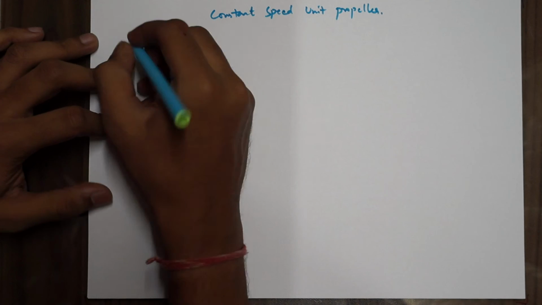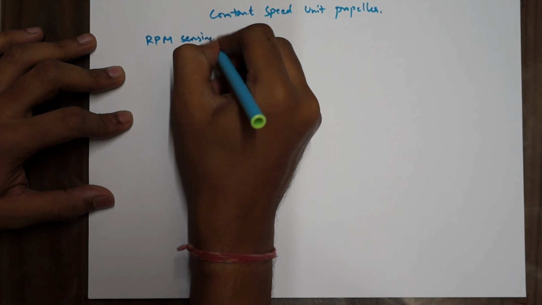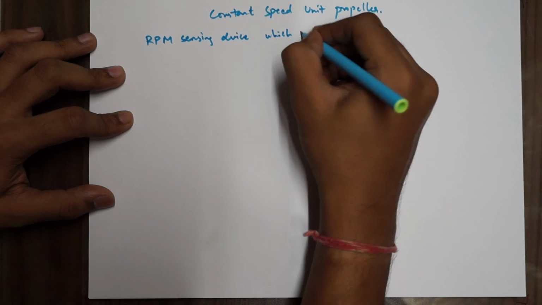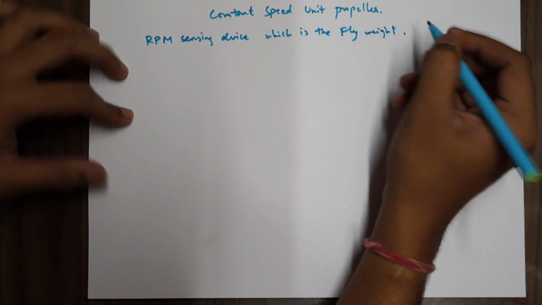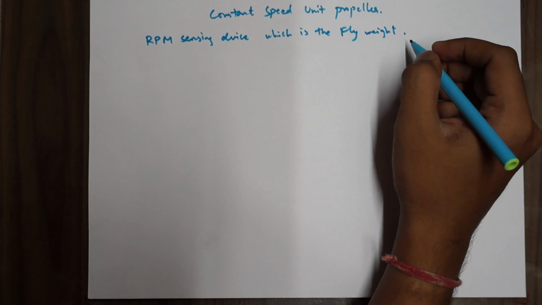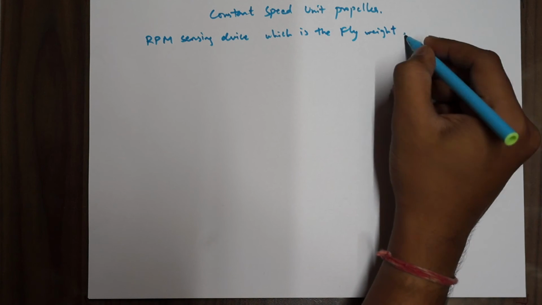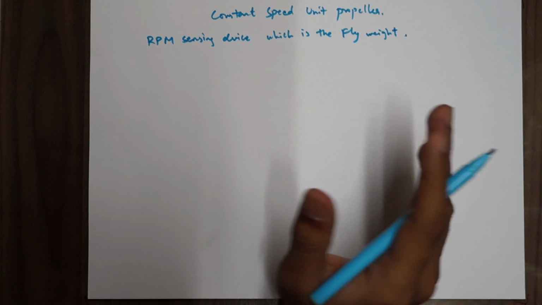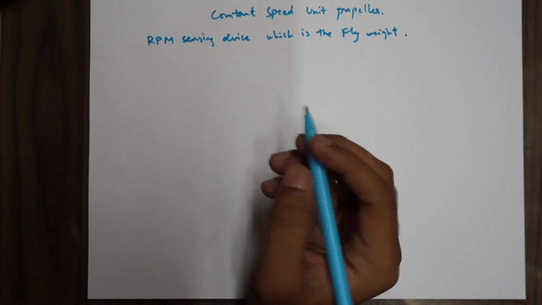Alright, so now there's an RPM sensing device, which is the flyweight. Okay, this is going to sense the speed of the propeller, and when it senses the speed of the propeller, it will maintain a constant RPM of the propeller. So if it is sensing a higher speed of the propeller, then it will reduce the RPM and make it constant. Okay, so now how does it work?